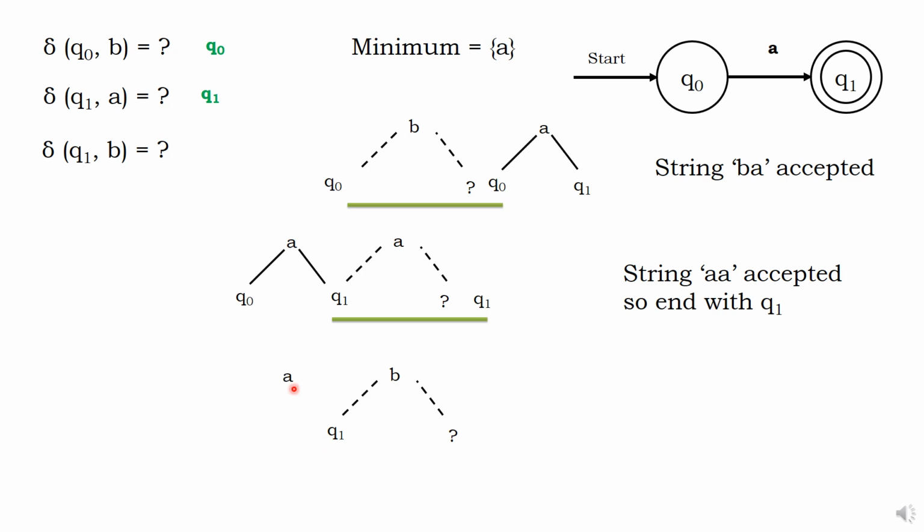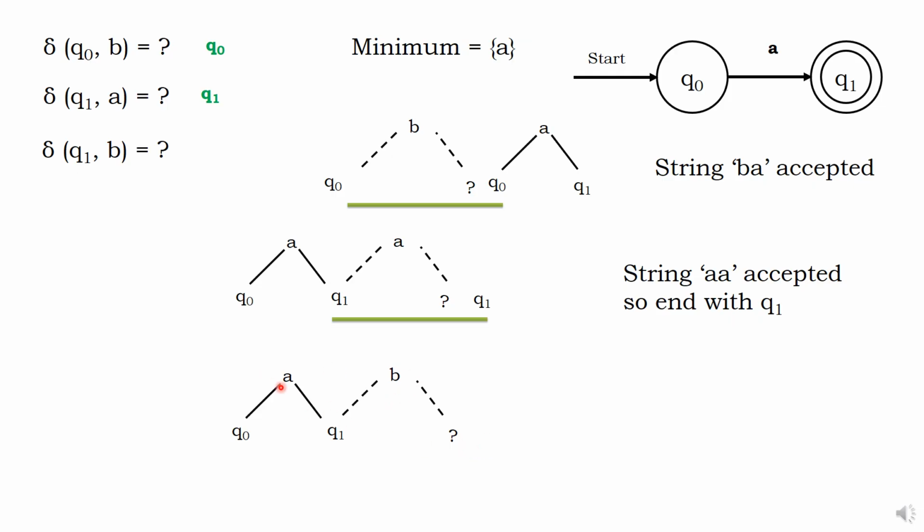Come on. Who is before? A. For that A, who is before? Q naught. Who is after? Nothing. Now the whole string you should check. If it is accepted, final state you should write. If it is not accepted, dead state.